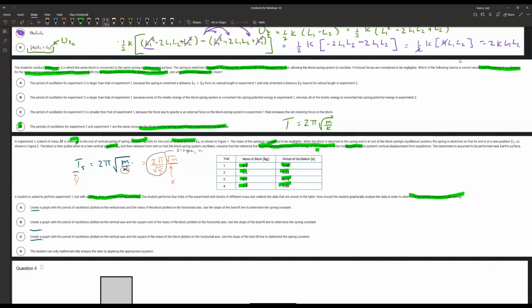So create a graph of the period of oscillation plotted on the vertical axis, okay? And the square root of mass of the block plotted on the horizontal axis. B looks to be our best bet, answer choice. Use the slope of the best fit line to determine the spring constant, okay? Here they're saying the mass, and then this is the square of the mass. Very important, we look at the exponents. Because it's a square root of m, what we want to recognize is that the period is proportional to square root of m. But we want to plot this as y. We want to plot this as x.